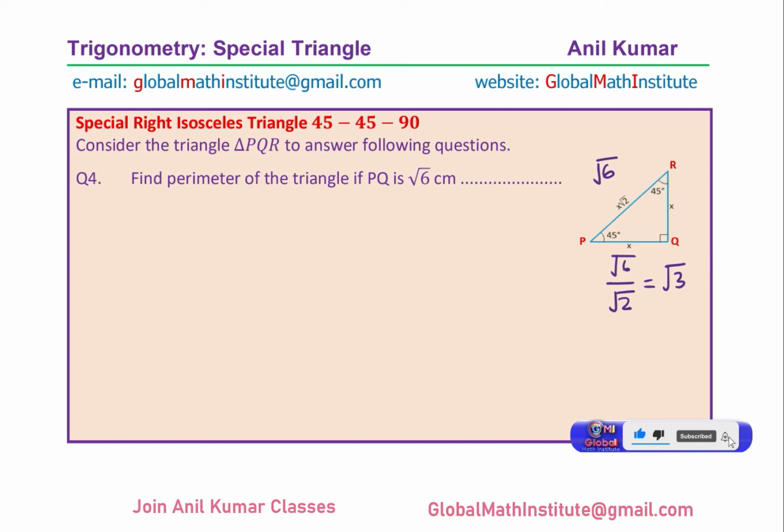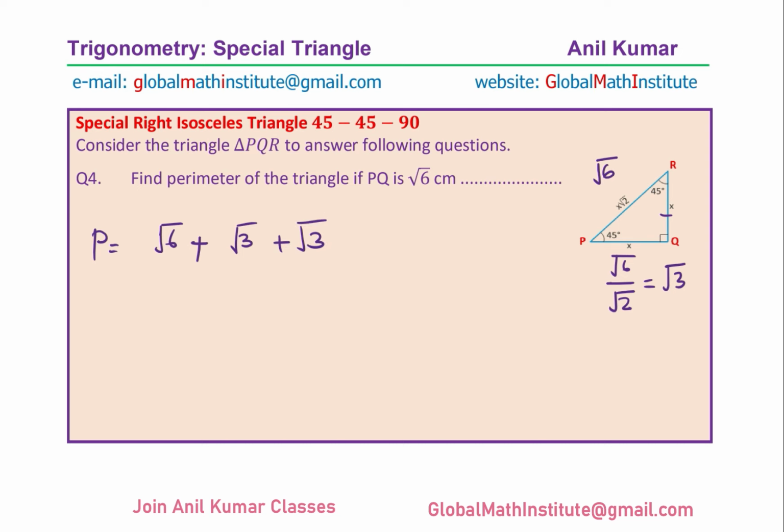Now we need to find the perimeter. So the perimeter will be square root of 6, the hypotenuse, plus the two sides, each square root of 3, right? So we get the perimeter as square root of 6 plus 2 square root of 3, unit being centimeters. You see that. That is how we are going to answer these questions.